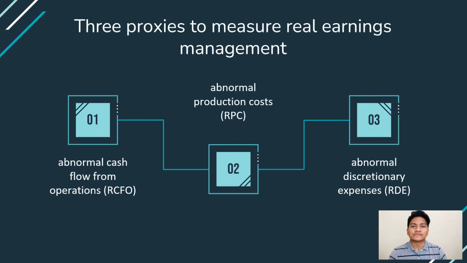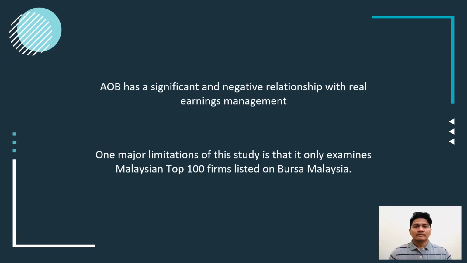This study used 3 proxies to measure real earnings management. The first one uses abnormal cash flow from operations, RCFO. Second is abnormal production cost, RPC, and the last one is abnormal discretionary expenses, RDE. AOB has a significant and negative relationship with real earnings management. The result, however, shows that AOB only has a significant and negative relation to the RCFO of GLCs. Overall, the findings suggest that AOB may not be enough to limit REM activities in the Malaysian setting. This study also provides evidence that AOB is more effective in limiting RCFO in government-owned companies.